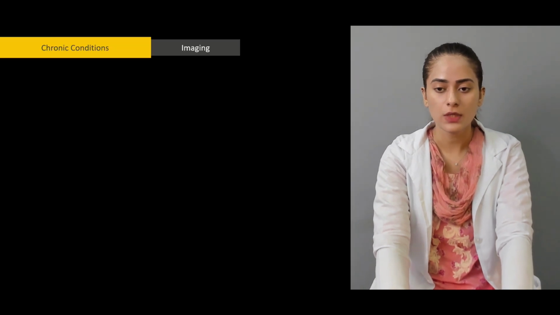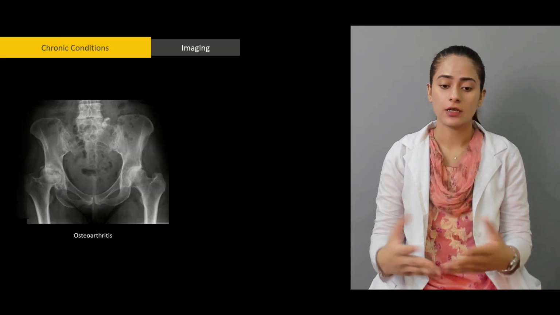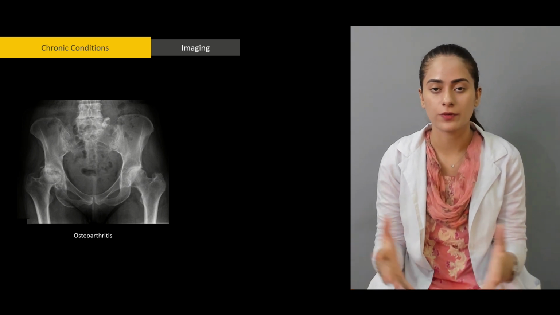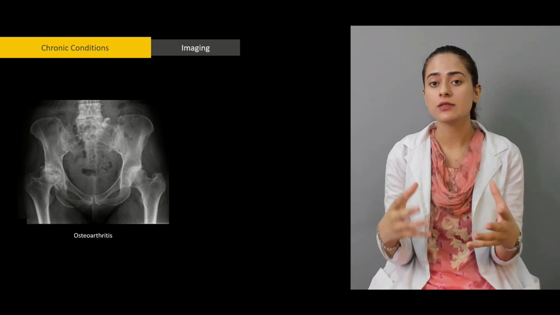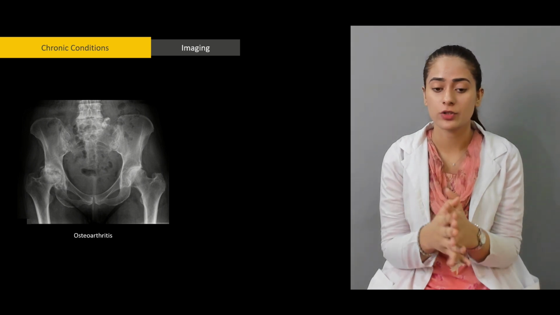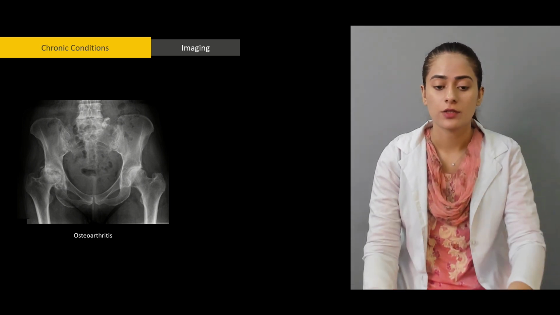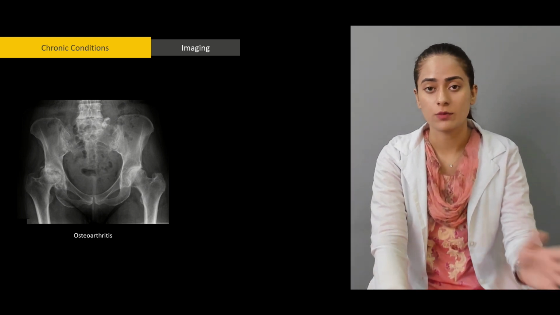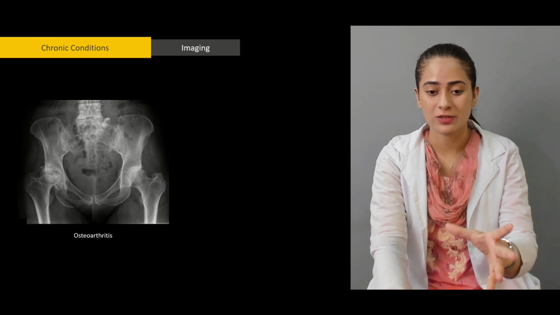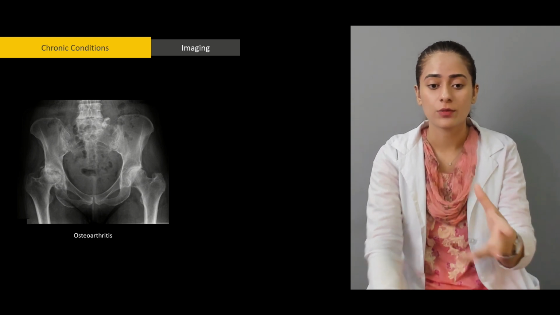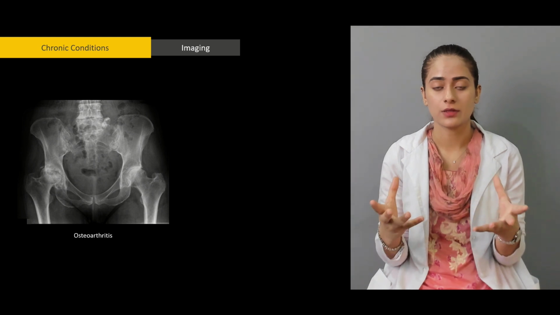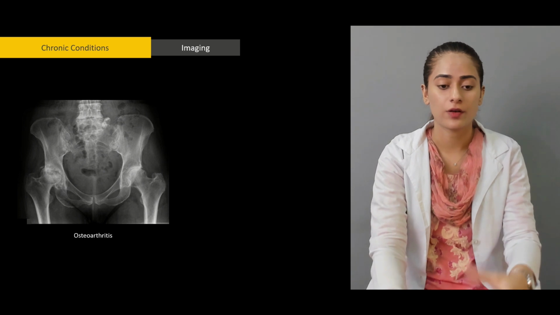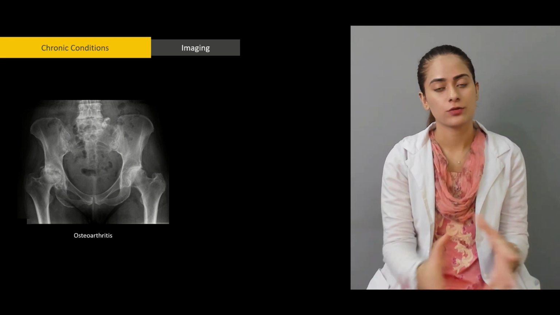So first, let's talk about osteoarthritis, right? Arthritis can be of different types that can involve the hip. Arthritis can be OA or RA. It can be psoriatic. It can be infective, or it can be some bone tumor that is accompanied with arthritis. So let's here focus on osteoarthritis.